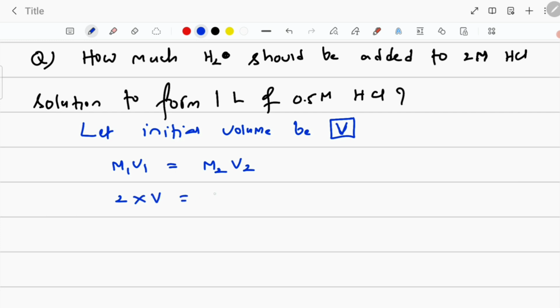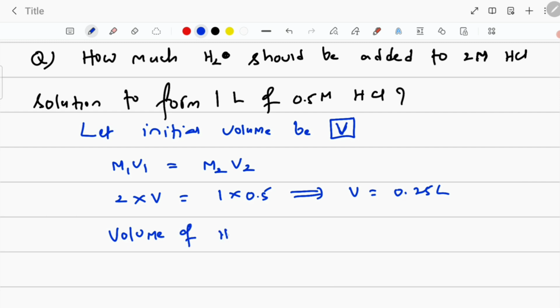So here 2 into V1. V1 is V, initial volume. M2 is 0.5, volume is 1 liter. So after calculation, here V value is 0.25. Here students make mistakes. The volume whatever we got is not the answer. It is the initial volume. They are asking how much amount of water should be added.